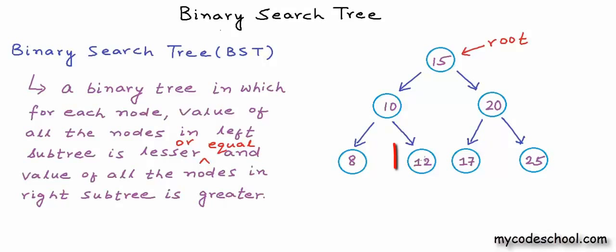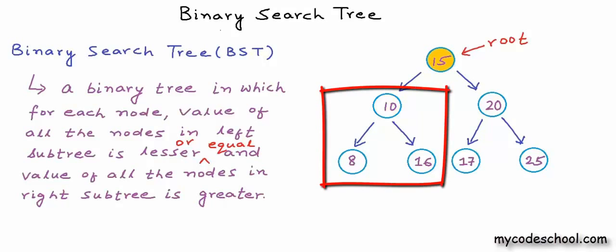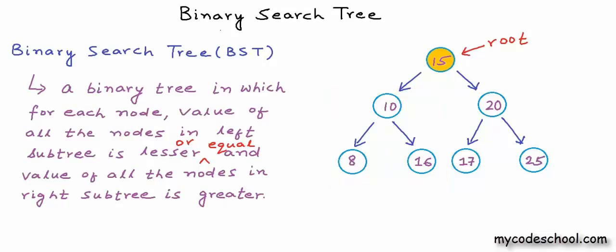Now what if I change this value 12 to 16? Is this still a binary search tree? Well, for the node with value 10 we are good. The node with value 16 is in its right, so not a problem. But for the root node, we have a node in the left subtree with a higher value now. So this tree is not a binary search tree. I'll revert back and make the value 12 again.